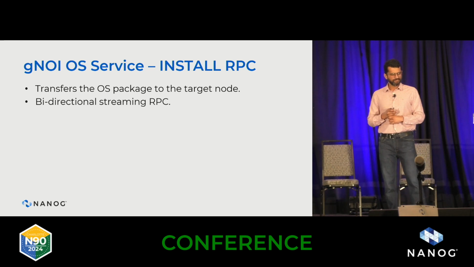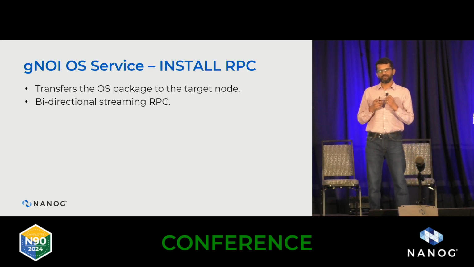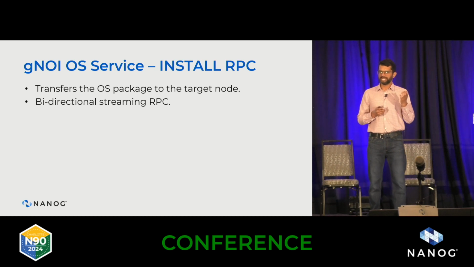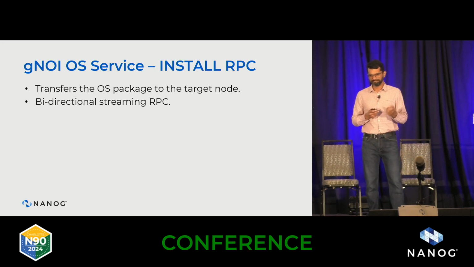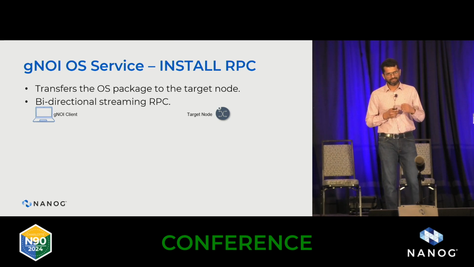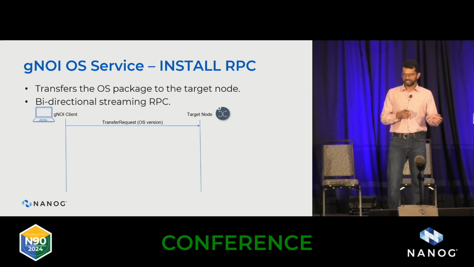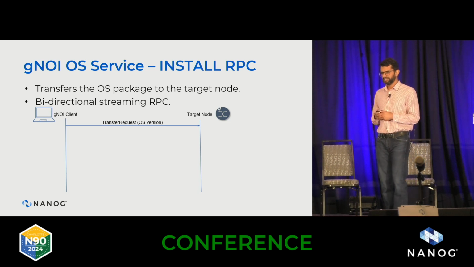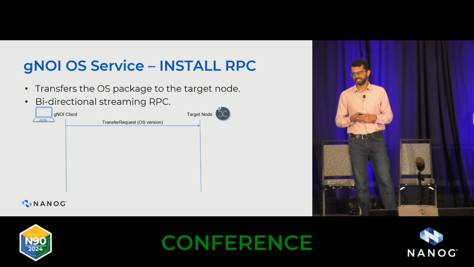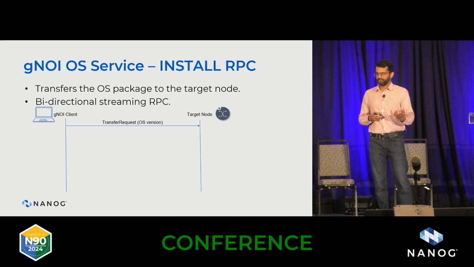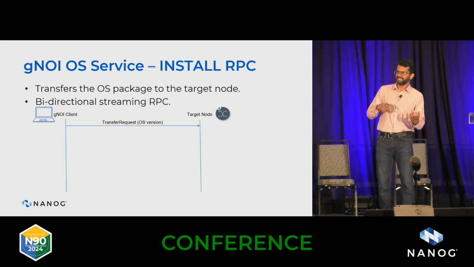So the install RPC is what transfers the OS package from your client to your router. And this is a bidirectional streaming RPC. This is another advantage of using gRPC, which provides you bidirectional streaming. Okay. So in our example here, we have a client running gNOI and we have our target router. When the client wants to send a software image to the router, it will send a transfer request. In that message, it will indicate the software version that it wants to transfer. When the target receives that message, it is going to look at the software version and check whether the router already has that software version.